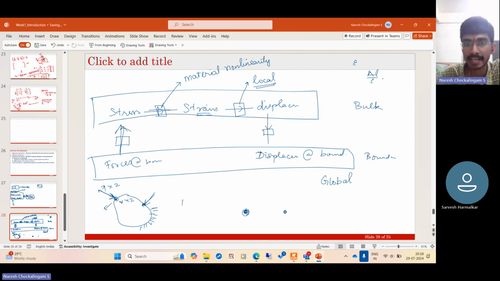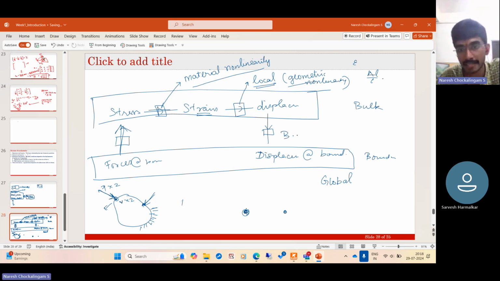It could be linear or nonlinear. So this gives rise to geometric nonlinearity. Now we said, the stress-strain relationship gives rise to material nonlinearity. The strain-displacement relation gives rise to geometric nonlinearity.